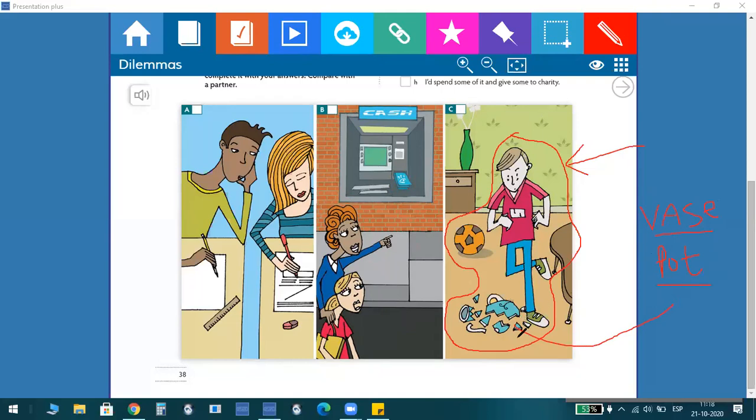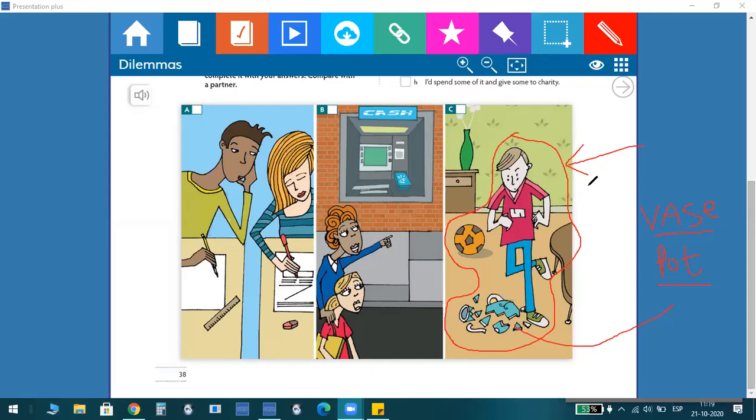So what would the dilemma be in this case? Okay, collect the remains of a broken vase with a bowl, or leave it and pretend nothing happened. Thank you, Antonio. Thank you, Javiera. Yes, we have the answer here. So, good Raúl. He broke a vase.